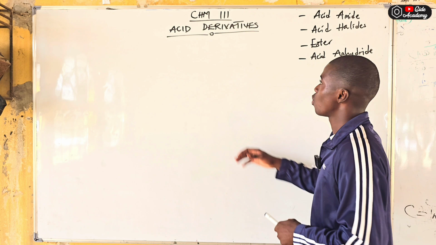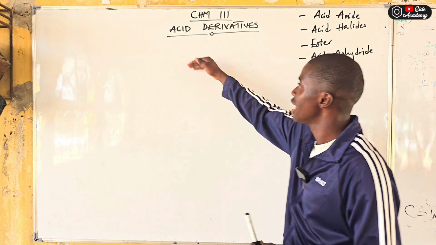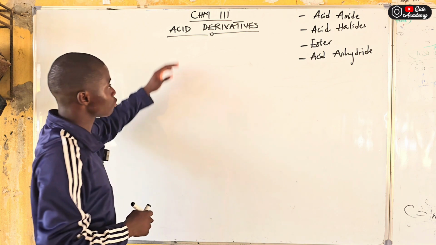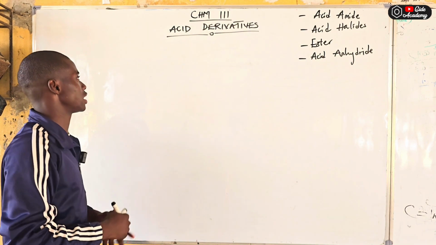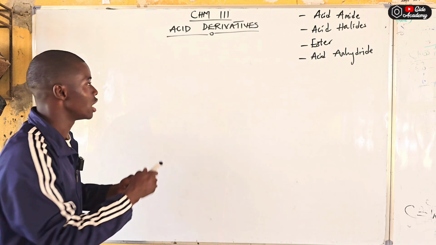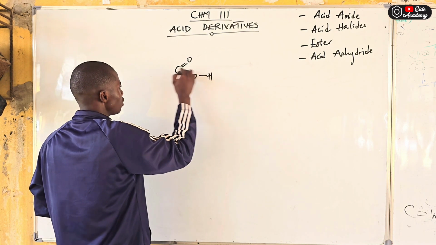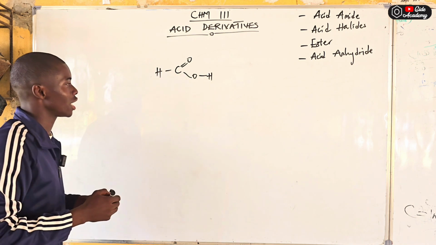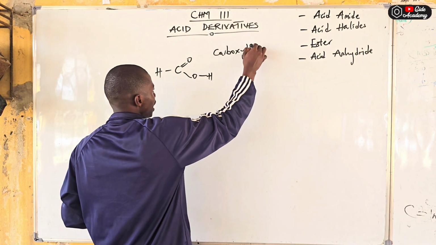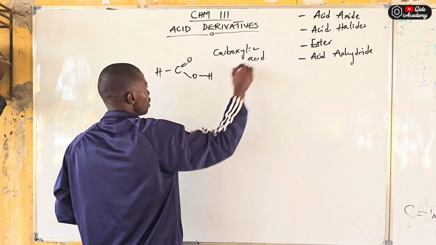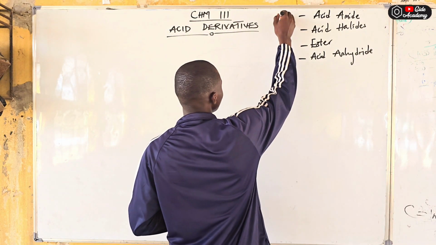Acid derivative. What I mean by acid derivative: these are organic compounds that are derived from acid. And please, the acid I'm talking about in this sense is not your normal hydrochloric acid, your normal inorganic acid. No, I'm talking about organic acid, which is known as carboxylic acid or alkanoic acid. You call it carboxylic acid, or alkanoic acid.